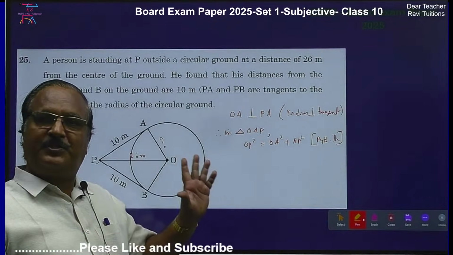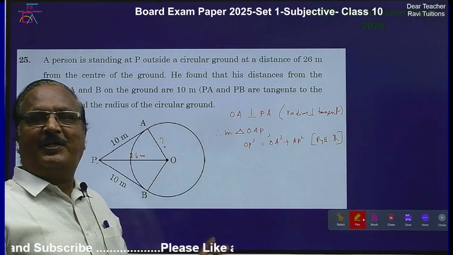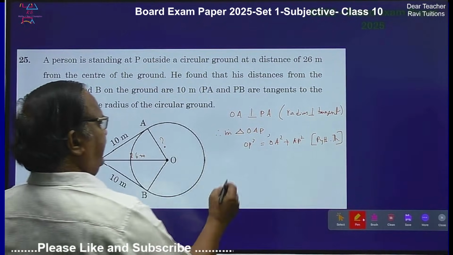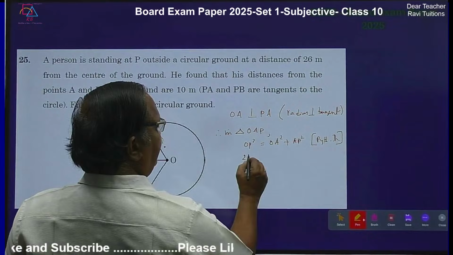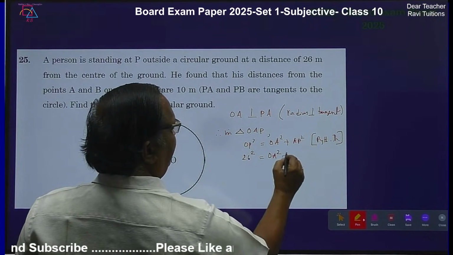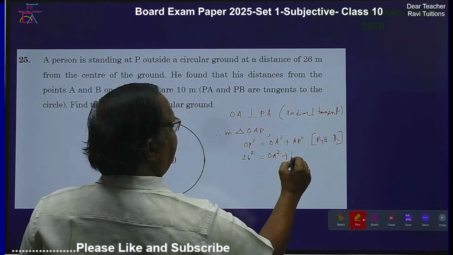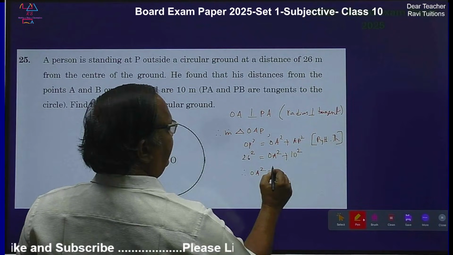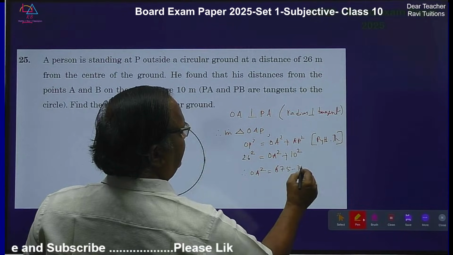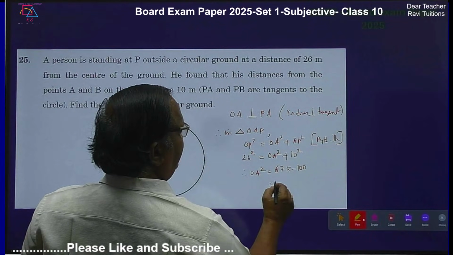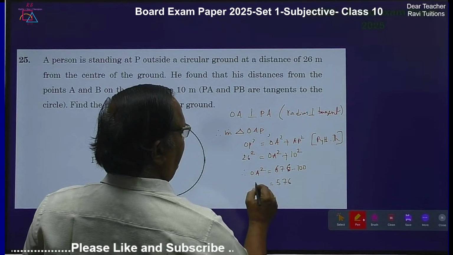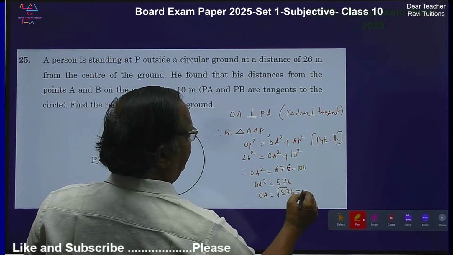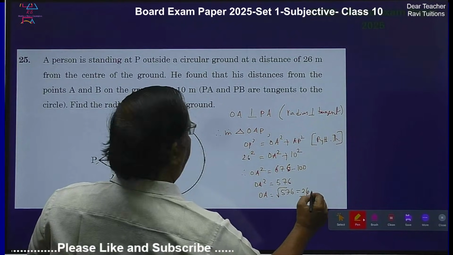You have to do it stepwise. Then only you will get full marks. If you don't write the steps... OP is 26 square, OA we don't know, we have to find out that OA. AP is 10 square. Therefore, OA square is equal to 26 square, which is 676, minus 100. So, which is equal to 576. So, OA is equal to square root of 576, which is equal to 24 meters.